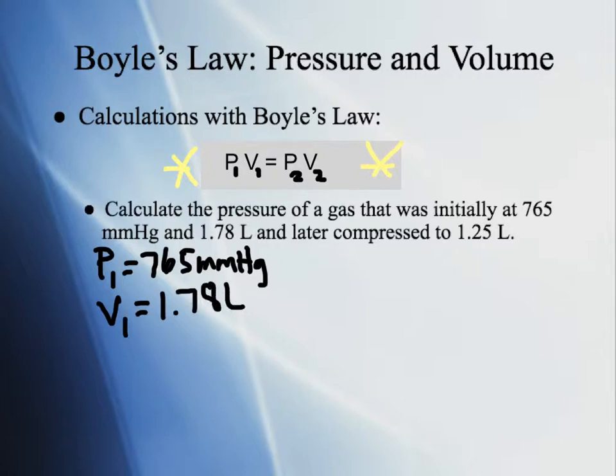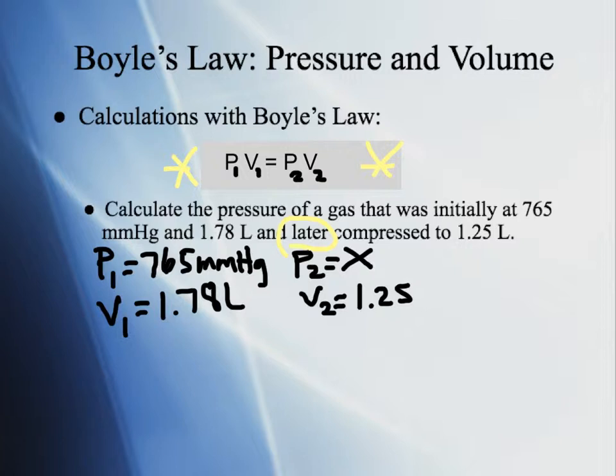Now it's all about the key words like later, final, initial, start out with. All of those are going to give us a clue about which numbers are for initial and which numbers are for final pressures and volumes. So later means, obviously, final. So we've got volume V2 is 1.25. That means we have to figure out what the new pressure is.